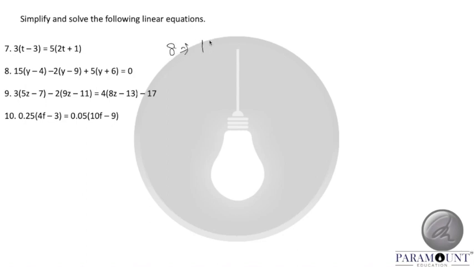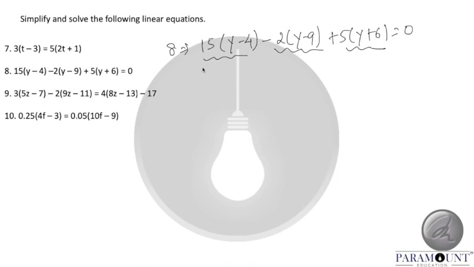Okay, so we'll proceed with the other question, that is the 8th question of this session. So here we can write it as 15 into y minus 4 minus 2 into y minus 9 plus 5 into y plus 6 is equal to 0. That is, again distributivity can be applied over here. So 15 into y becomes 15y, minus 15 into 4 becomes minus 60, minus 2 into y becomes minus 2y, and minus 2 into minus 9 becomes plus 18, plus 5 into y is 5y, and plus 5 into plus 6 becomes plus 30.